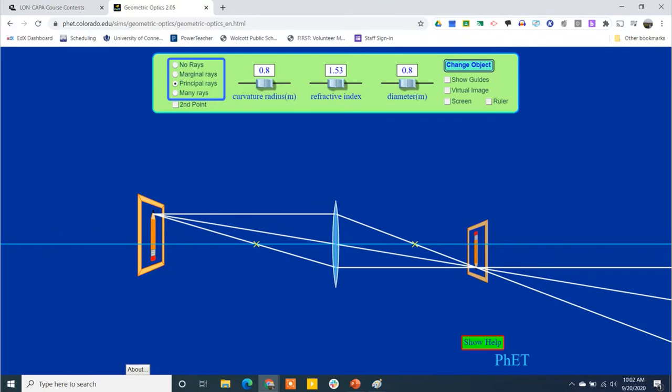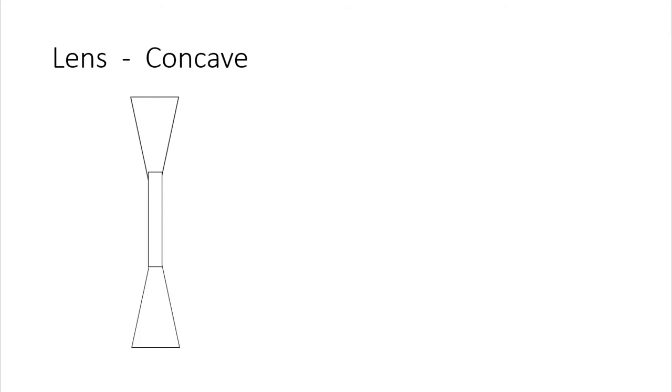Right. The second type of lens that we could have is a concave lens. And a concave lens is bowed inward. So it's concave because it's like a cave. It's caved inwards. So again, we can call it concave because of its shape. But like the other one, it's going to have 2.